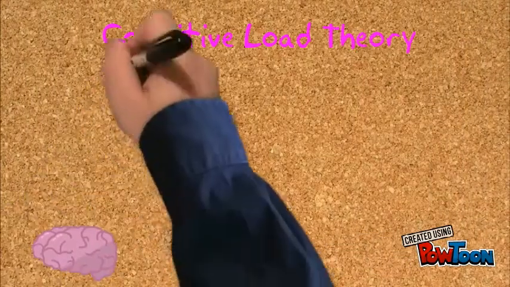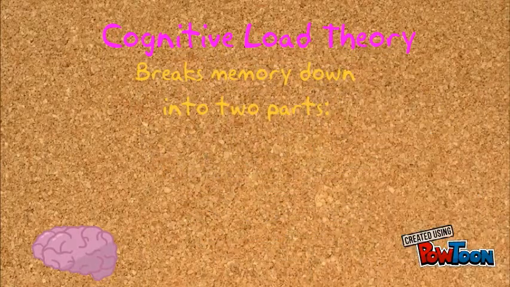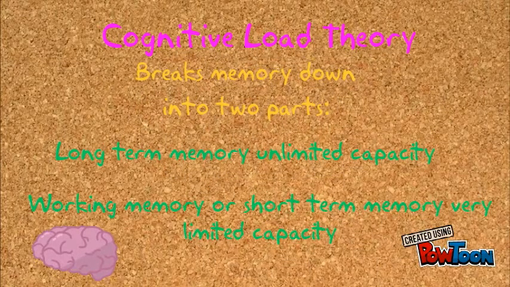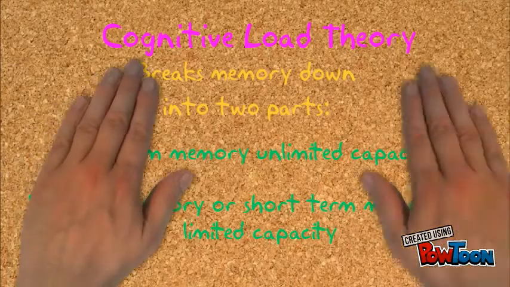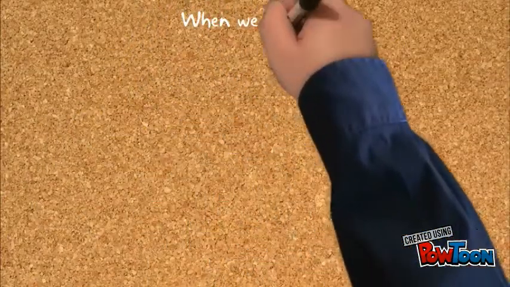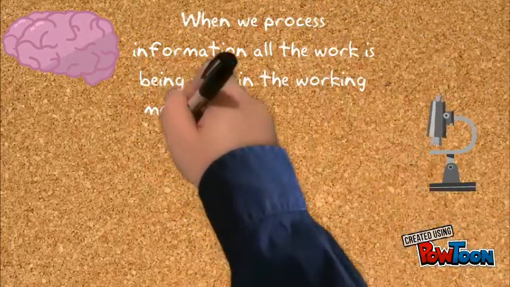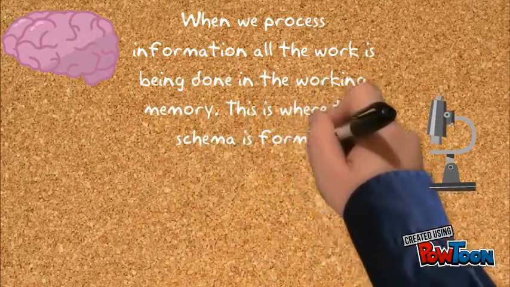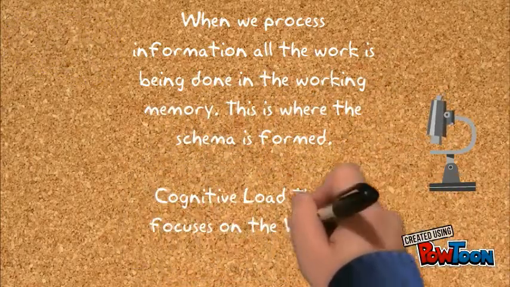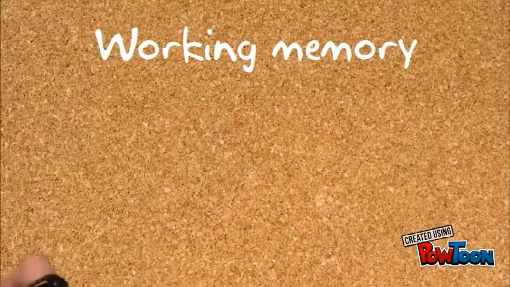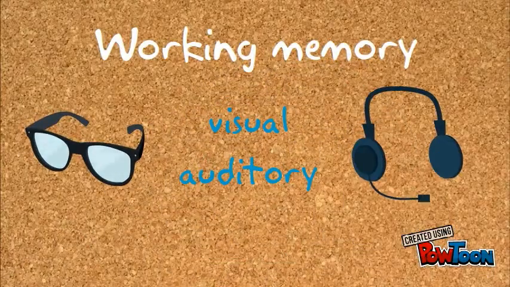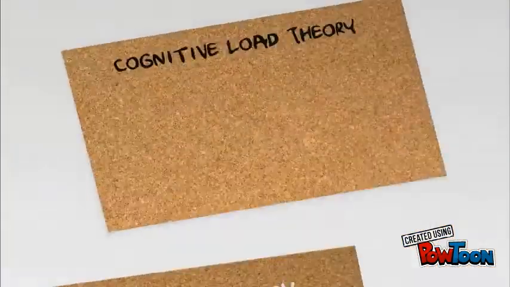Cognitive load theory breaks memory down into two parts: long-term memory, which has unlimited capacity, and working memory, or short-term memory, that has very limited capacity. When we process information, all the work is being done in the working memory. This is where the schema is formed. The cognitive load theory focuses on the working memory. The working memory can even be broken down further into components, which are called visual and auditory components.